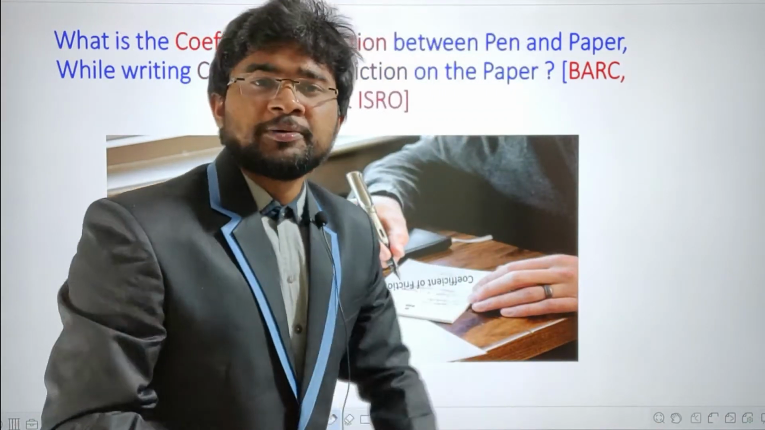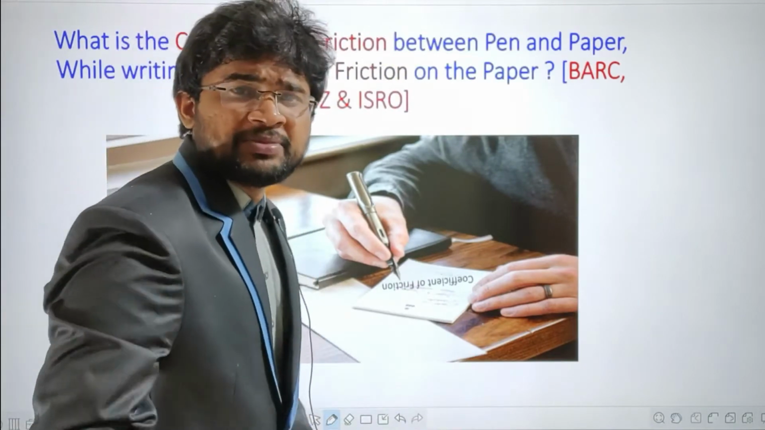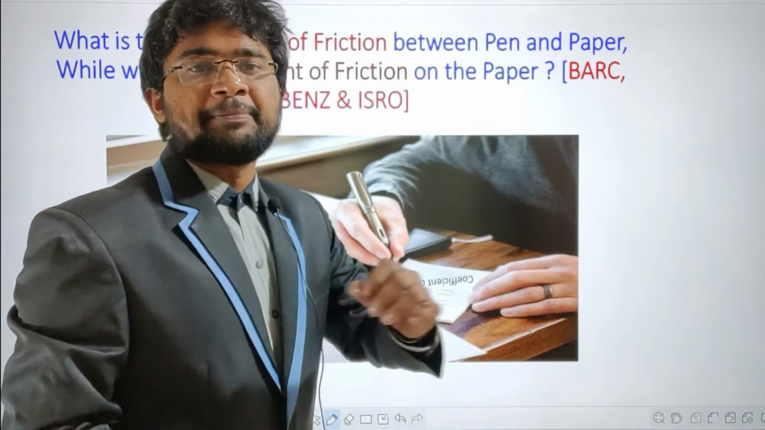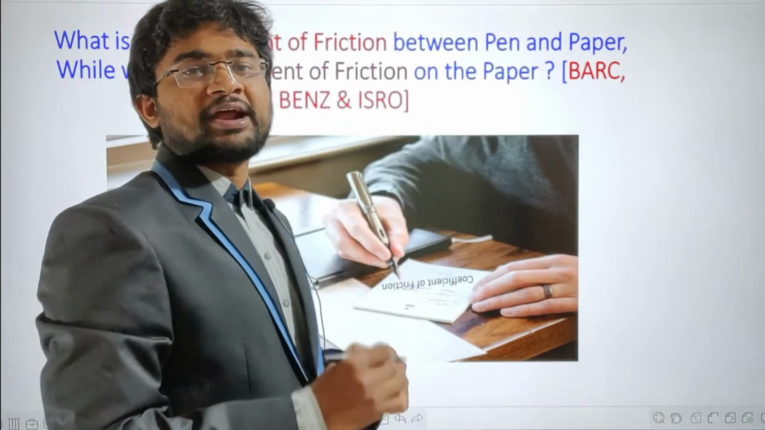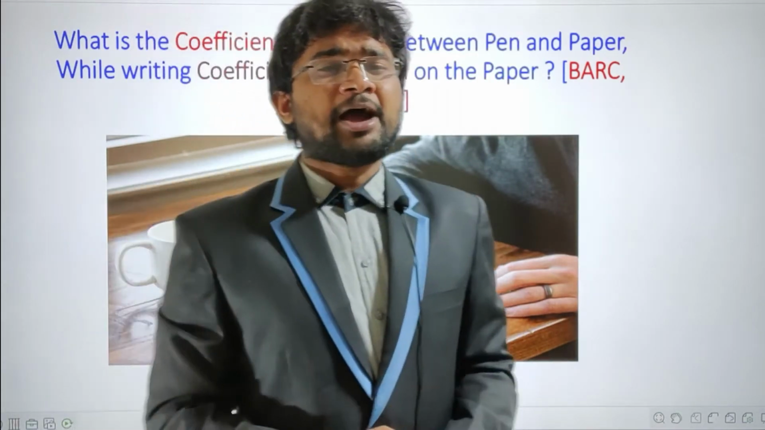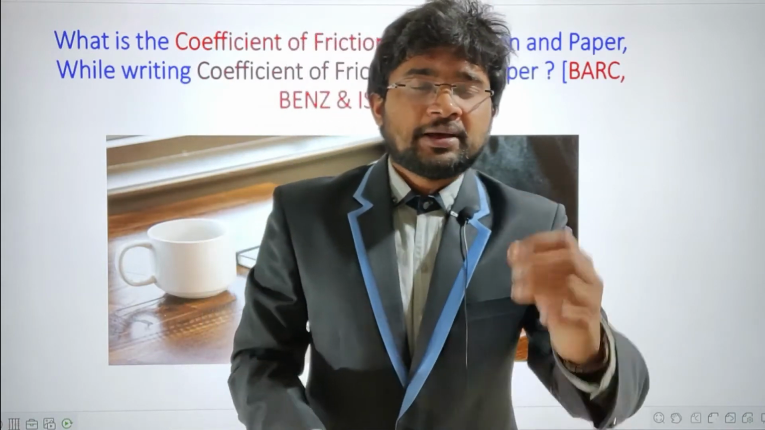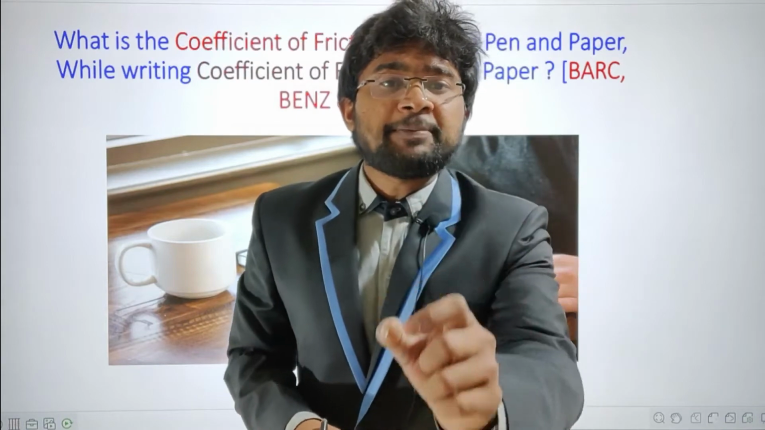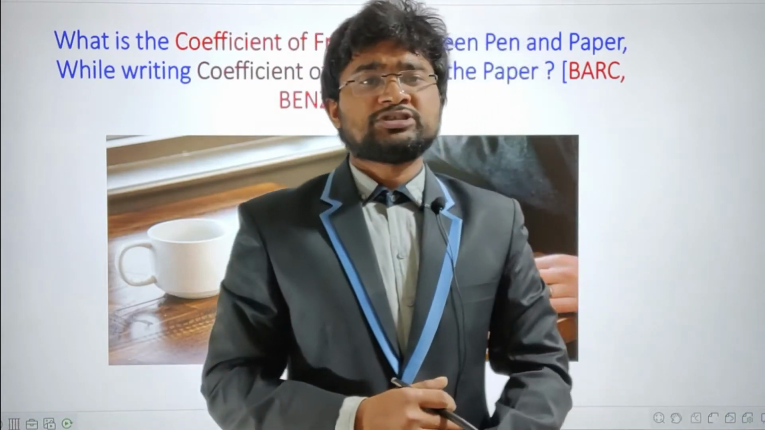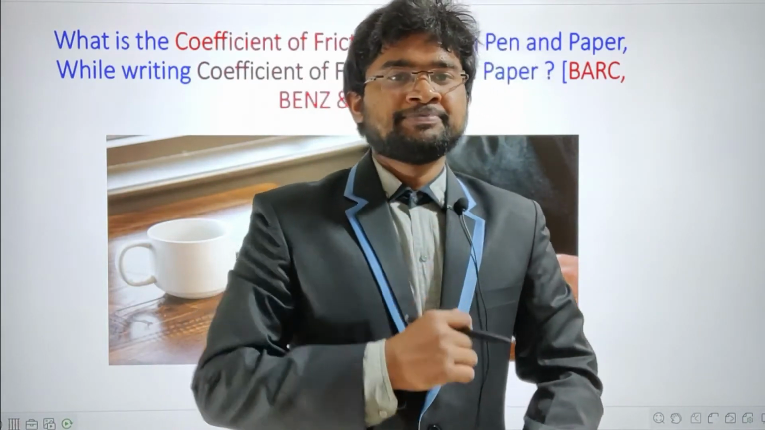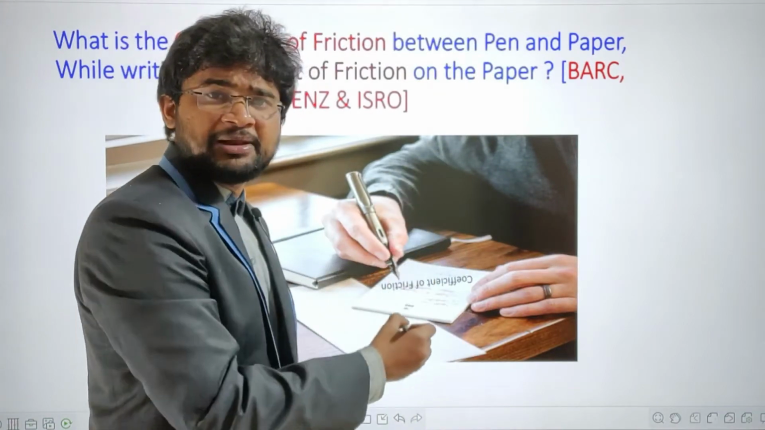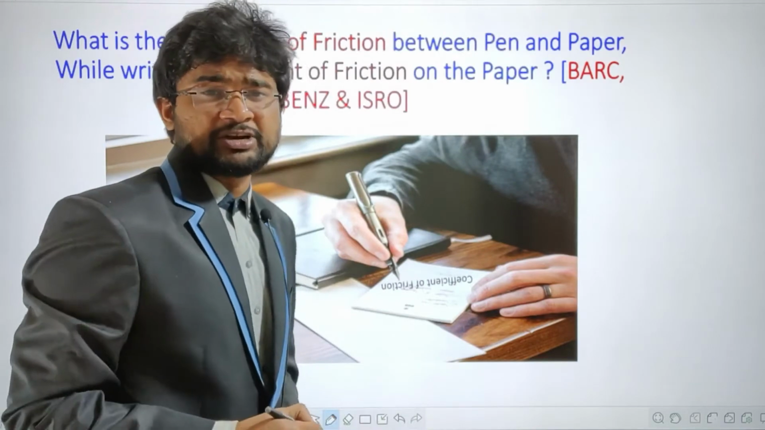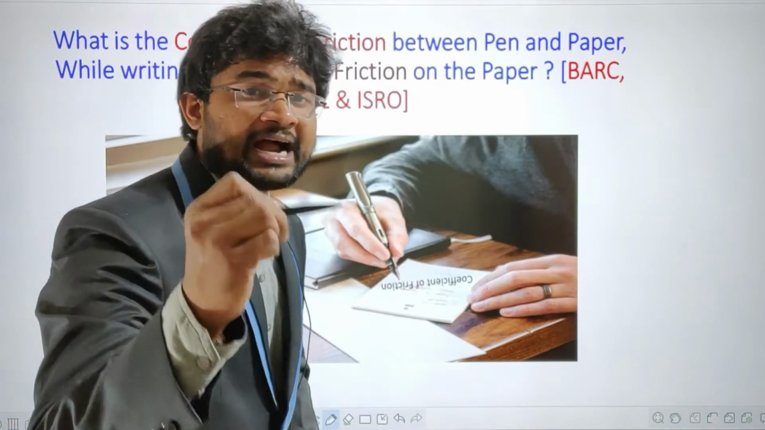Here we don't know the roughness details of the paper, the viscosity of ink present in the pen, the pressure applied on the paper and the speed of writing. That is why I am not able to calculate the magnitude of the coefficient of friction between pen and paper while writing the spelling of coefficient of friction on the paper. Here it is a moving machine element and the paper is a bearing. You asked me to determine the coefficient of friction between a moving machine element and a bearing.